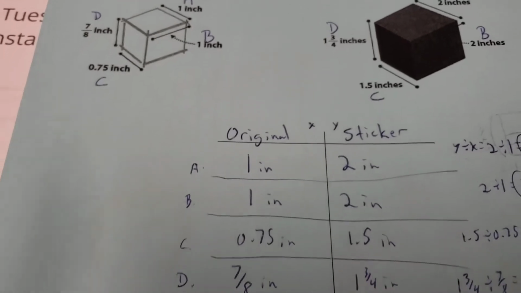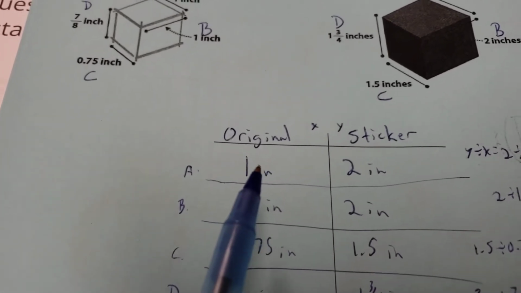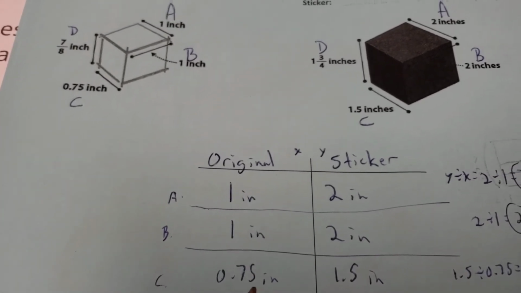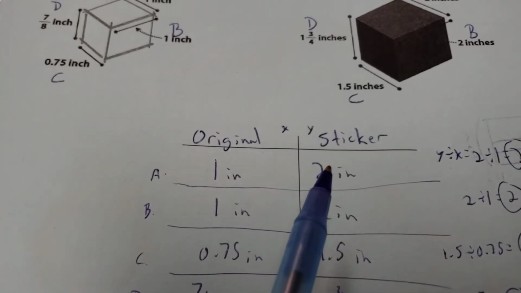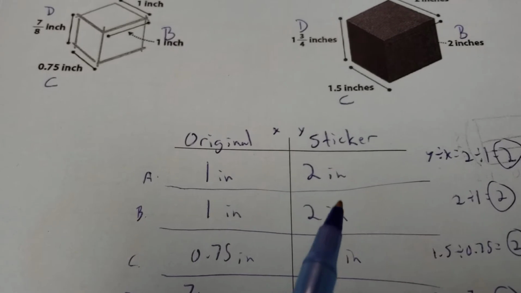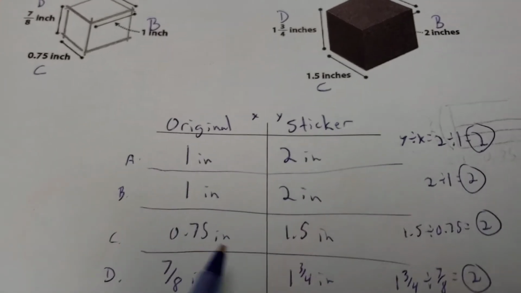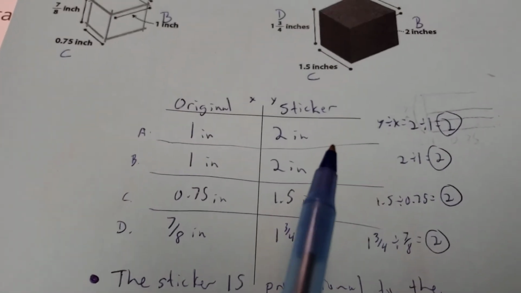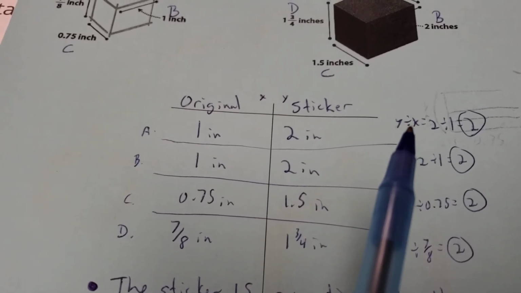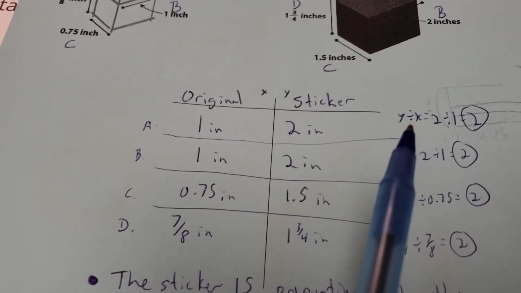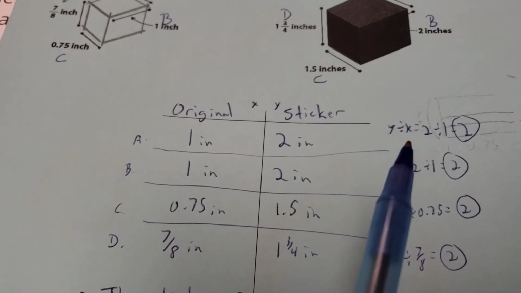Okay, so my original is going to go here. That's my X column. My original A, my original B, my original C, and my original D. And then I put my sticker, the newest picture, and I have the measurement for A, B, C, and D as well. Now, what I'd like to do is take a Y value divided by an X value in a table, just like we have for many, many lessons. And I want to see if we get the same measurements throughout.